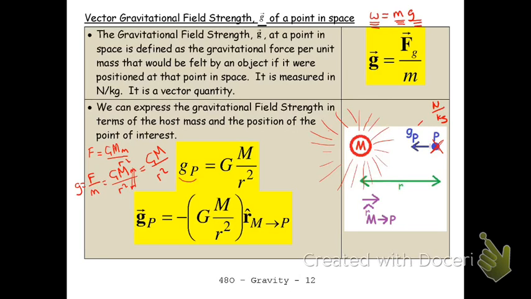And then I can talk about my vector gravitational field, and it's just going to be this magnitude multiplied by a unit vector. And again, you get that from the diagram.